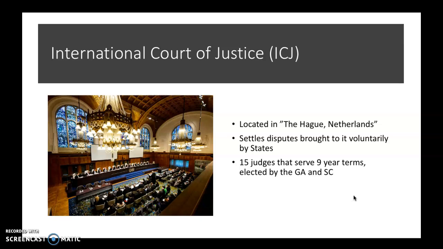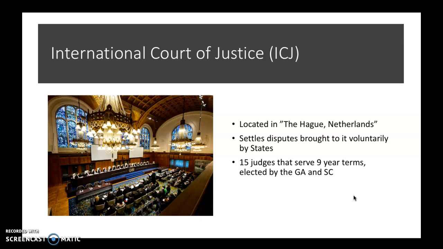Moving on, we have the International Court of Justice. I'm not going to spend much time on this, and that's because the ICJ has a lot of symbolic influence over the international community and member states, but, well, we could argue about this for a long time, but doesn't have a lot of real power and authority over disputes in the international system.